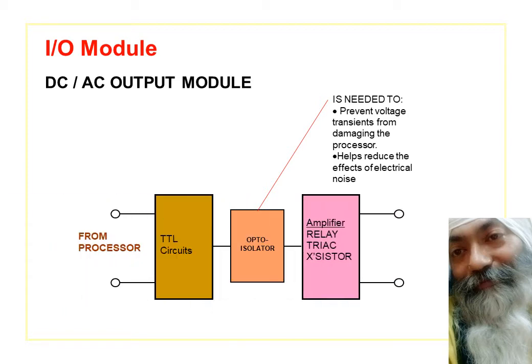And finally, it goes to the amplifier or relay or triac or transistor or whatsoever is the output device. That device will get triggered. It will get the input from the opto-isolator. So this is how we have an output module which can be driven by either AC or DC. So this goes to the output device which is triggered by this.